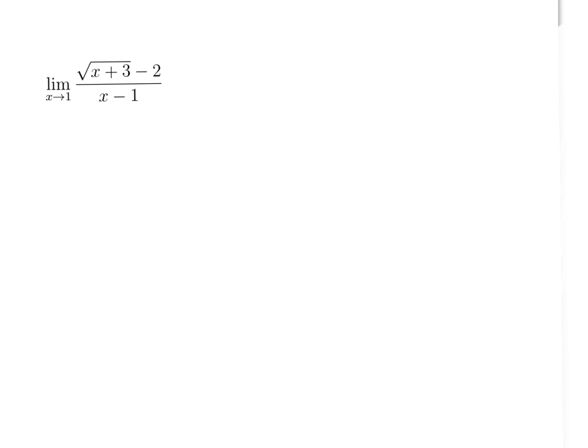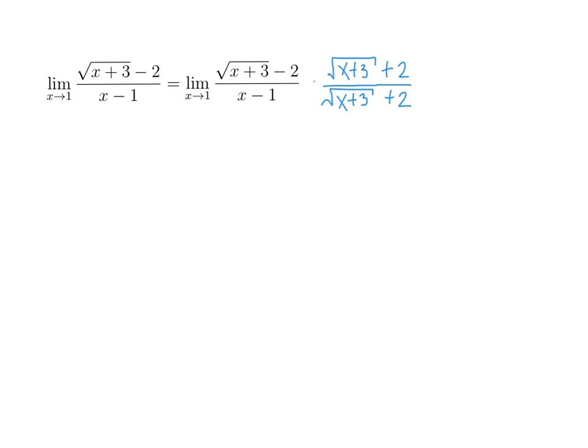Because of the square root, the first thing we need to do is rationalize the numerator. This means that we need to multiply the numerator by its conjugate, which in this case is square root of x plus 3 plus 2. We also need to multiply the denominator by the same expression so that we're essentially just multiplying by 1.